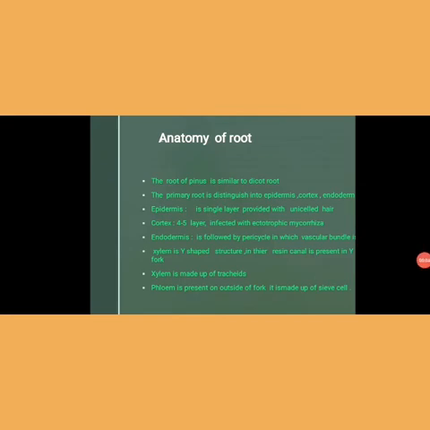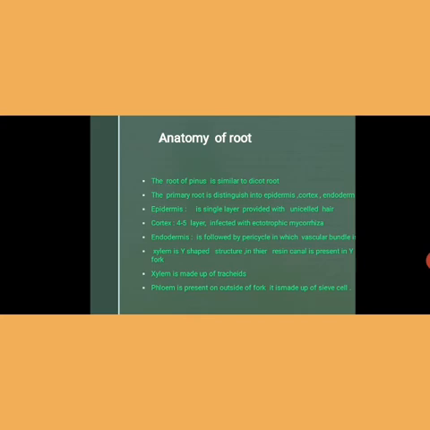In the previous lecture we learned about the morphology of Pinus. In this lecture we learn about the anatomy of Pinus. Anatomy is nothing but the internal structure of a plant. In this anatomy we see three parts: anatomy of root, anatomy of shoot, and anatomy of leaf. Firstly, we start with the root.